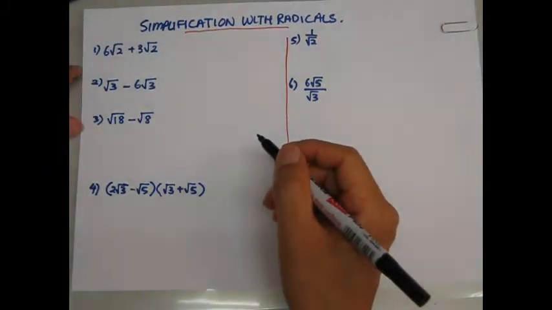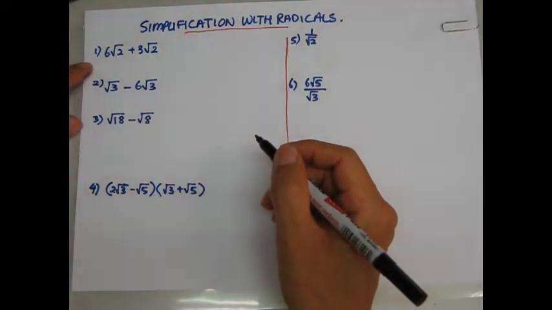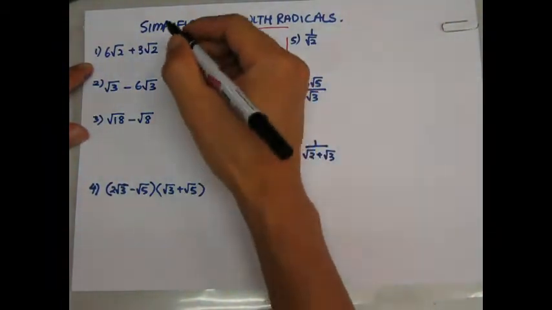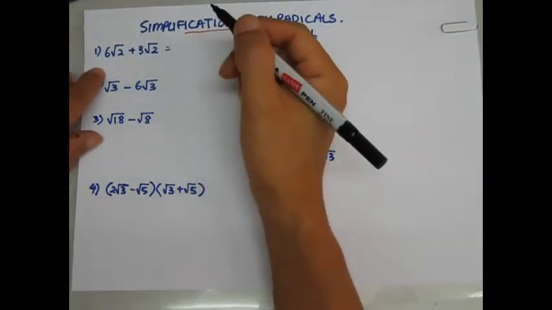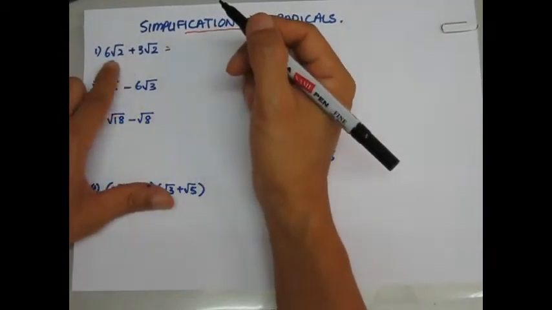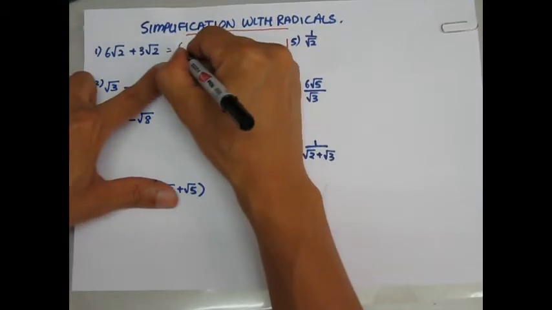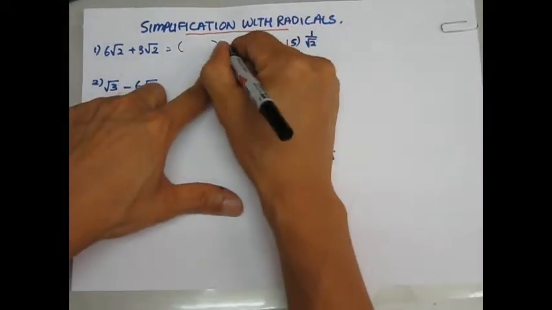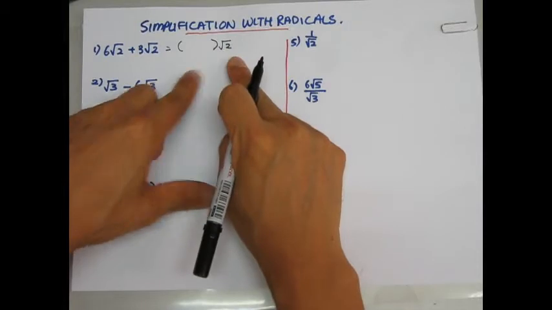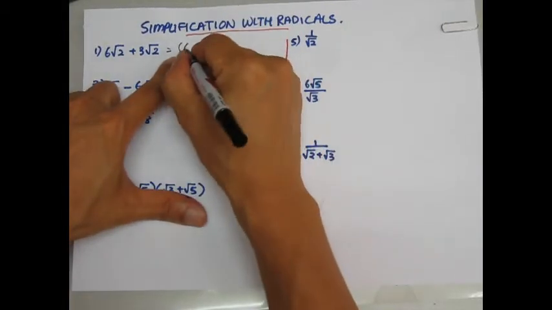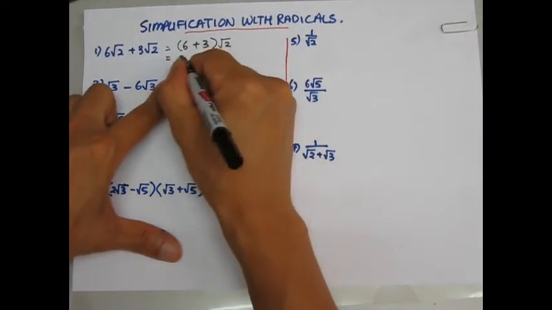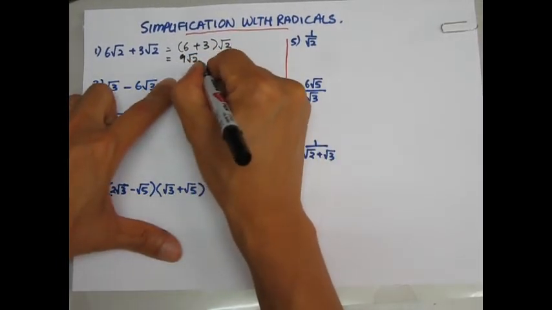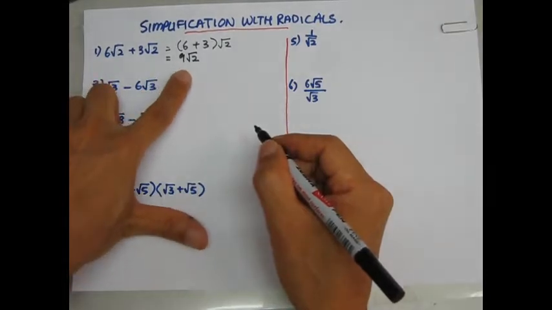So here, question number 1, I have 6 times square root of 2 plus 3 times square root of 2. This one is relatively easy because we share the same common factor. In this case, it's square root of 2. So I use a big bracket and put square root of 2 as a common factor at the back. And in front, I have coefficients 6 and 3 added together. So this is just going to be 9 square root of 2. Alright, 9 square root of 2.